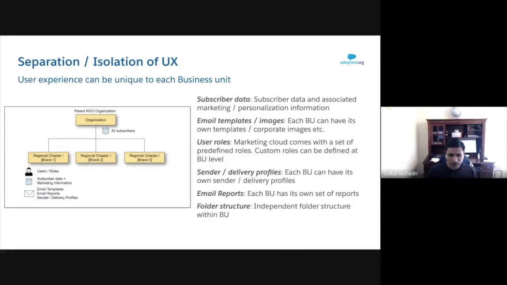The reporting could be different. And even the folder structure, which is used to organize data within business units, can be different across each of these business units. But it is always a good practice to consider what is common across them and what is going to be unique in each of these, just for the sake of management and maintenance.